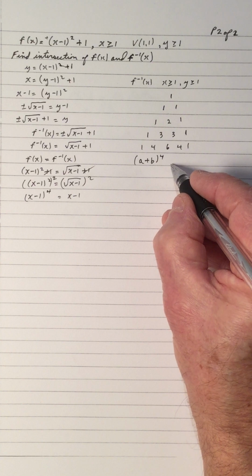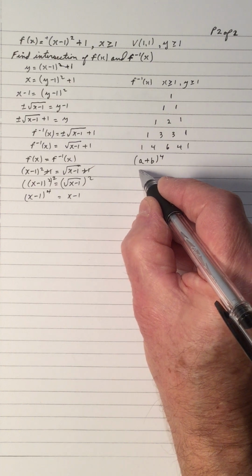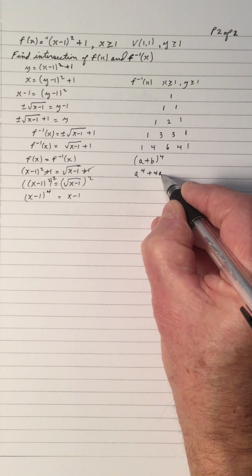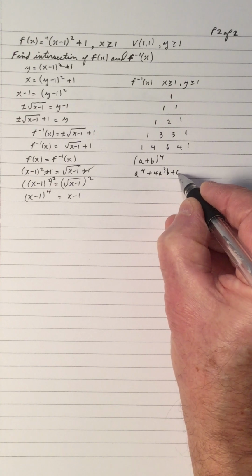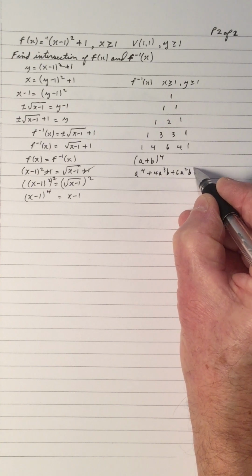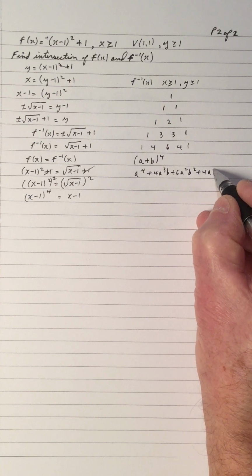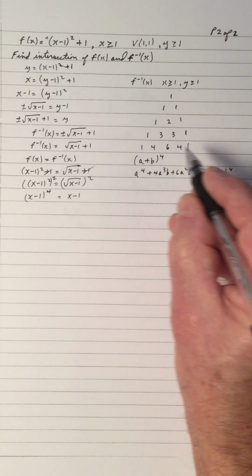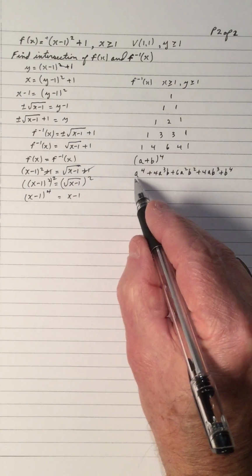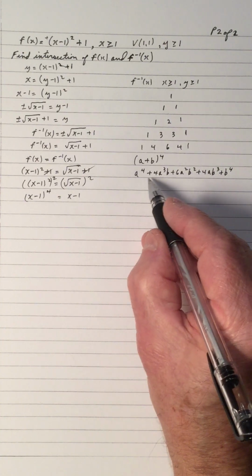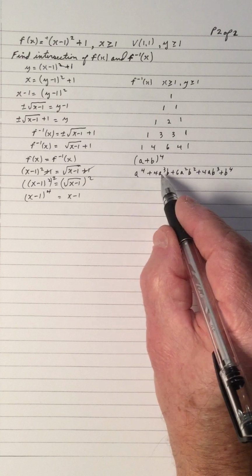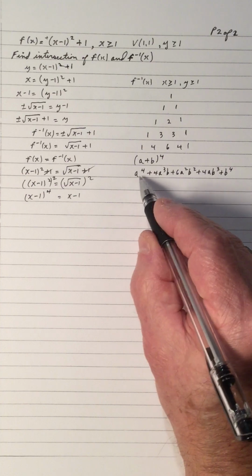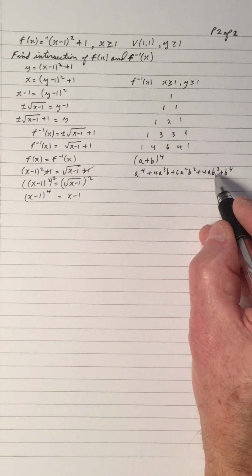And so (a plus b) to the fourth power is a to the fourth, plus 4a cubed b, plus 6a squared b squared, plus 4a b cubed, plus b to the fourth. So we have 1, 4, 6, 4, 1. And notice the powers of a go down: 4, 3, 2, 1, 0. And the powers of b go up: b to the 0, b to the 1, b squared, b cubed.